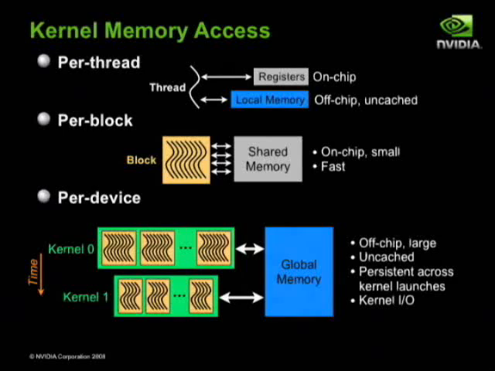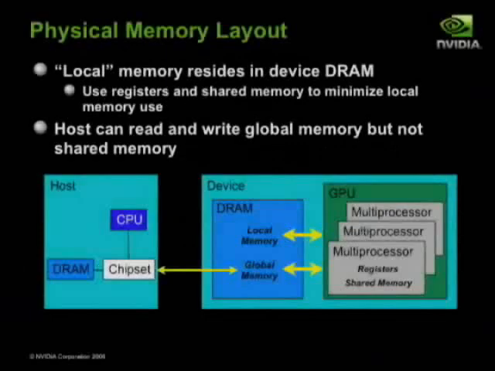The kernel memory access on this slide is a depiction of the memory access for programming abstractions such as threads, blocks, and kernels. It is useful to complement this depiction with a physical layout of these memory spaces. The physical layout of various memories is shown on this slide. On the chip, we have the fast register and shared memories. In device DRAM are the local and global memories. Local memory is local in scope. It is local to a thread, but physically it resides in the device DRAM.